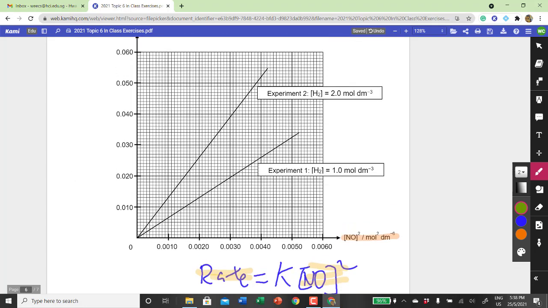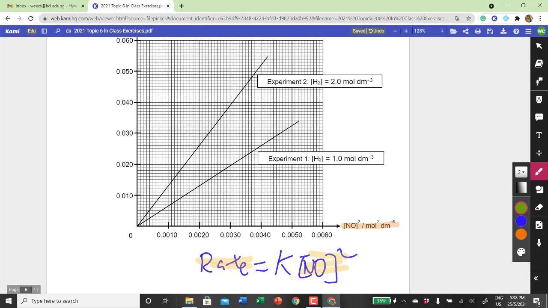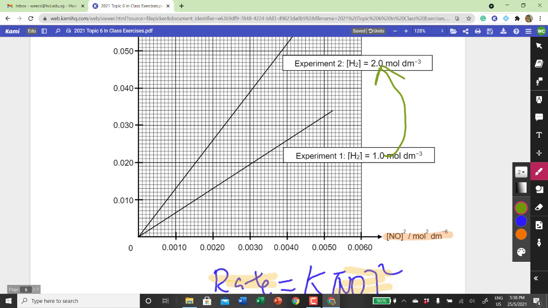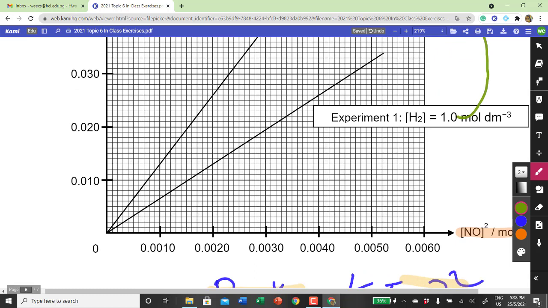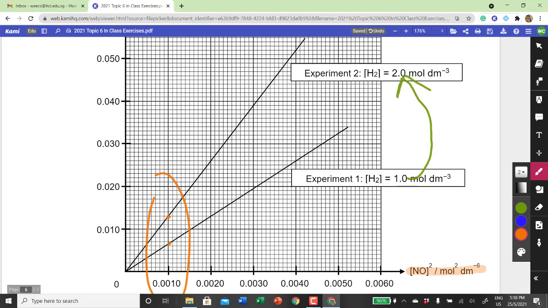Some of you might be wondering, how about H2? H2 actually increases from 1.0 to 2.0 over here. You can easily look at the slope. If I just pick any two numbers, let's pick maybe over here, keeping the concentration of NO squared constant, this point is about 0.0065 and this point is about 0.013. So as I double the concentration of H2 from 1 to 2, the initial rate doubles.